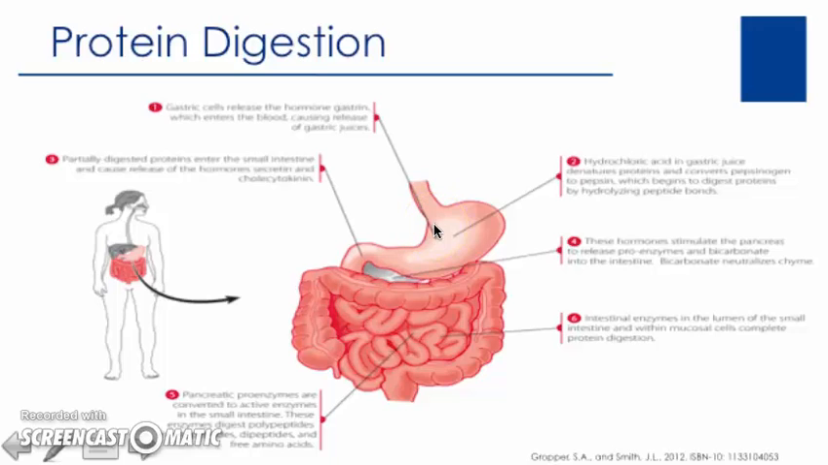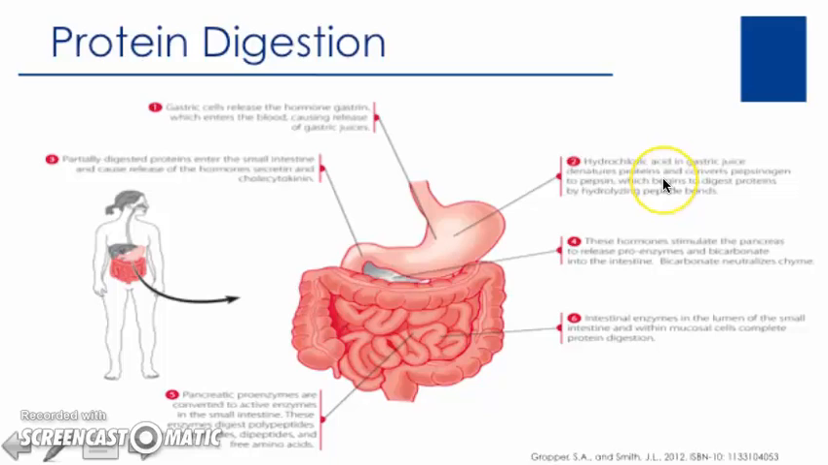First, when protein-containing foods enter the stomach from the mouth, gastric cells release the hormone gastrin. So you can see the first step here. The hormone gastrin promotes the release of gastric juice such as HCl, or hydrochloric acid. This process denatures proteins, unfolding them to their primary structure, the amino acid chain.